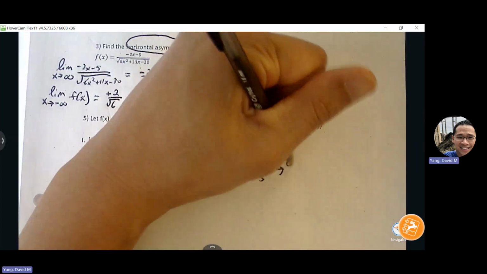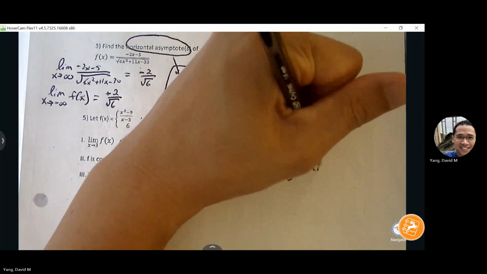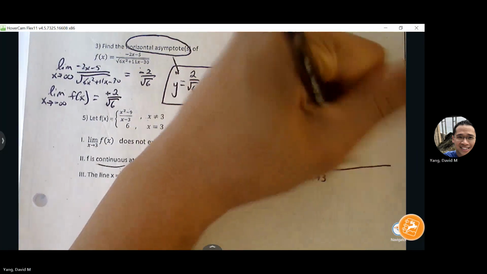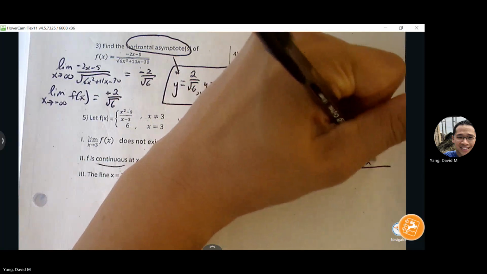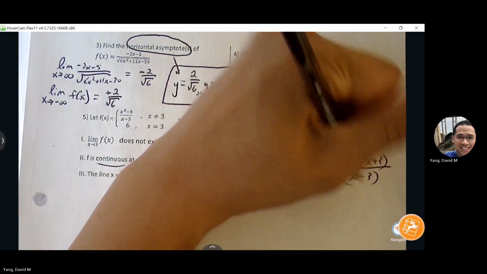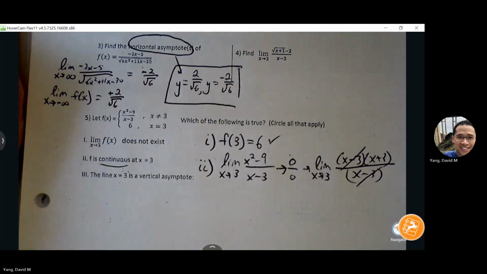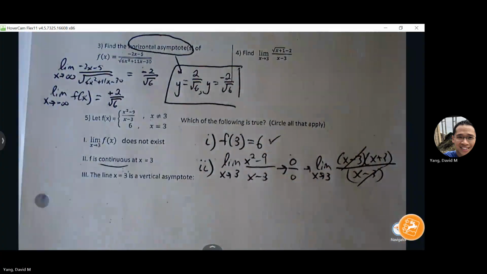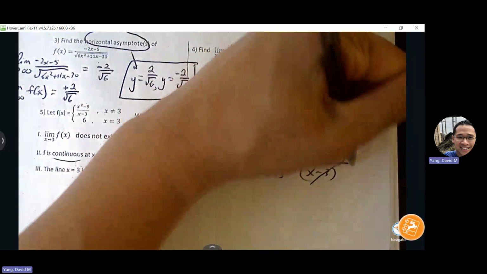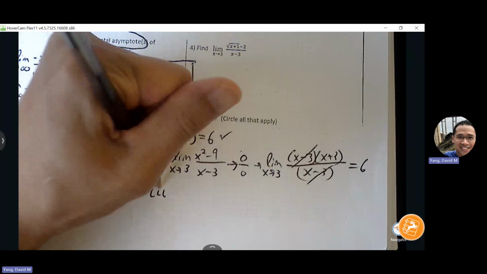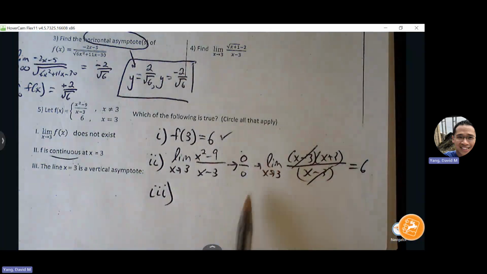Okay, direct substitution. Factor. Reduce. Reevaluate. 6. Make it 6. Okay, so it passes. If it passes, that's the only time you look at the third condition. So make sure that you don't do the third condition unless the second condition passes. If the second condition fails, we know what type of discontinuity we're dealing with: non-removable. So this can't be non-removable, since we passed the second condition.